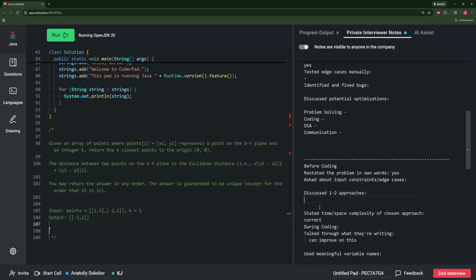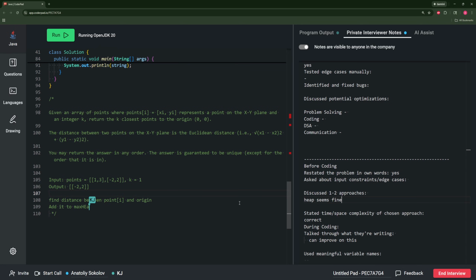Yeah. So I am thinking that I can have a max heap. As I find the distance between point i and the origin, I will add it to a max heap. So basically, when I add it to a max heap, I'll be adding the distance to the max heap.